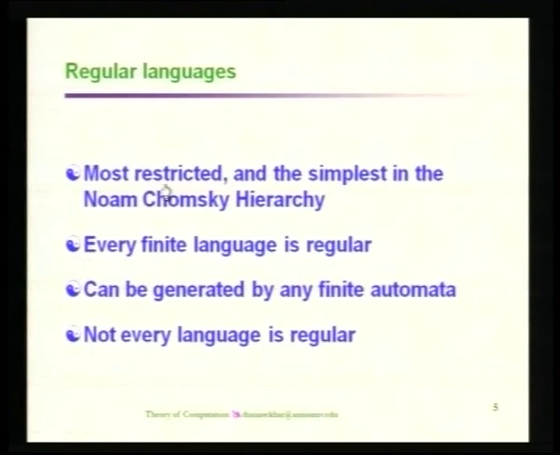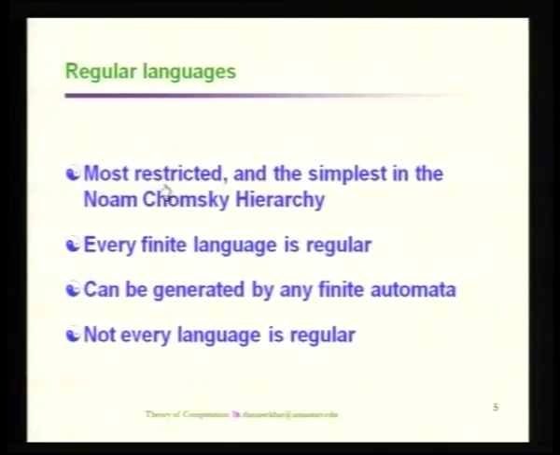As far as the definition is concerned, regular language is the simplest and most restricted class in the Chomsky hierarchy. Another important property to understand is that every finite language is going to be a regular language. First you should understand what a finite language is: a set in which we have only a finite number of strings. If we have a finite number of strings, then for every string it is possible to construct a finite automata.